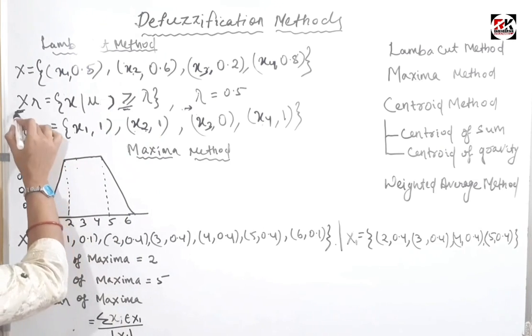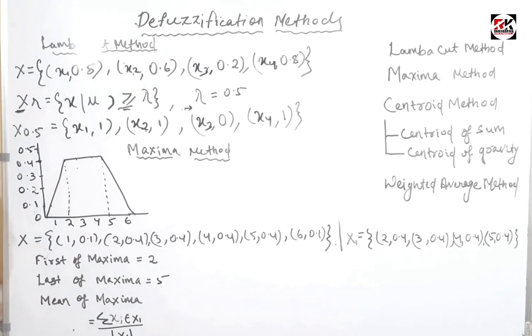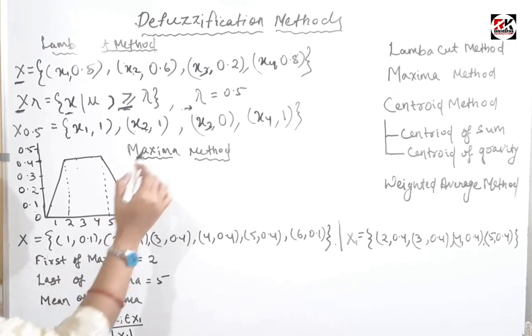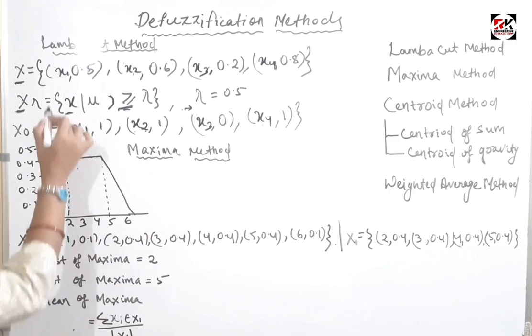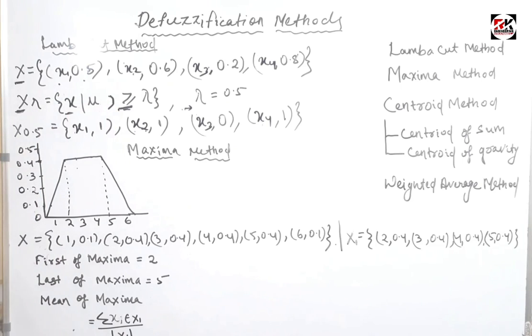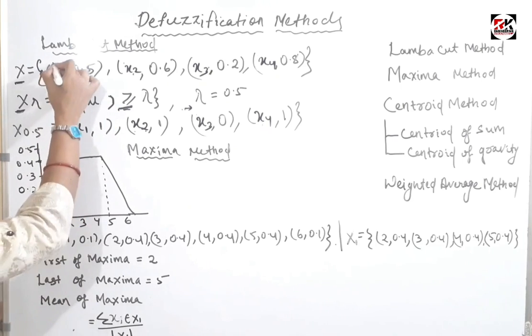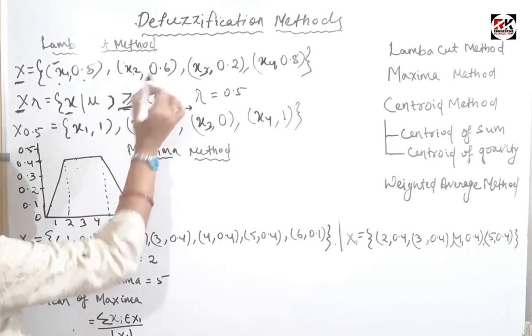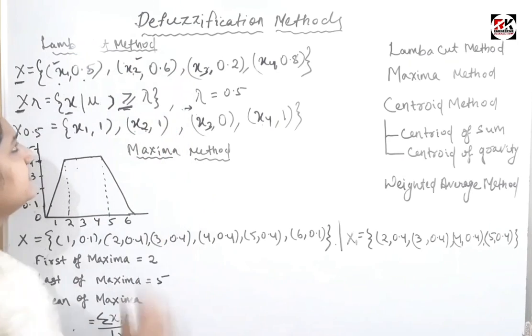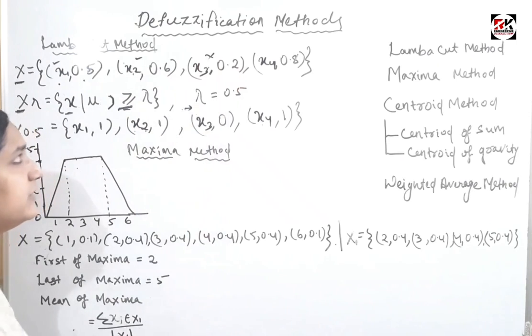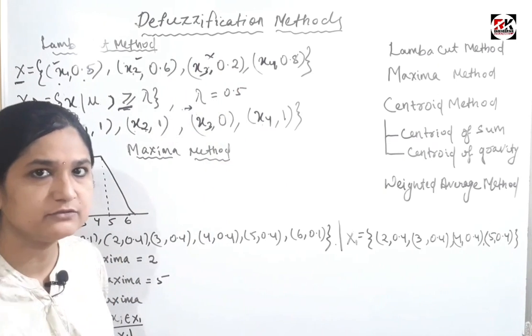Inside the X lambda set, those values of X will be included whose values are more than or equal to lambda. So let's check in the fuzzy set. Lambda value I have taken 0.5. X1 value is 0.5, so it is more than or equal to lambda, so this value will be included. X2 is 0.6, more than lambda, this will be included. X3 is 0.2, less than 0.5, this will not be included, and X4 is 0.8, obviously this will be included.